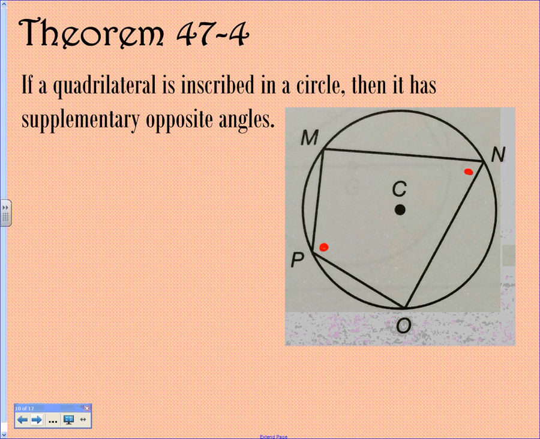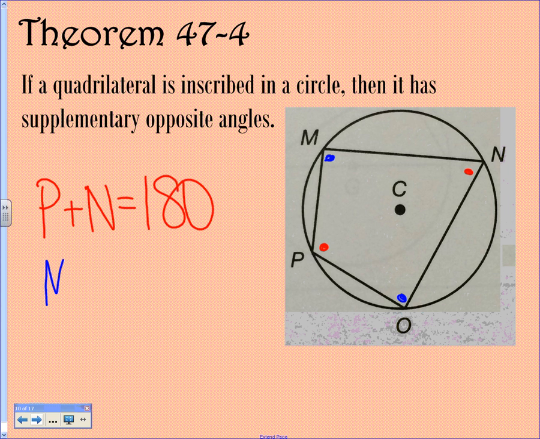How are those two angles related? Add up to 180. Supplementary adds up to 180. Opposite, the ones that are opposite each other, across from each other. And then what about these two angles? They're also supplementary. M plus O equals 180. Does that make sense? Any questions so far?